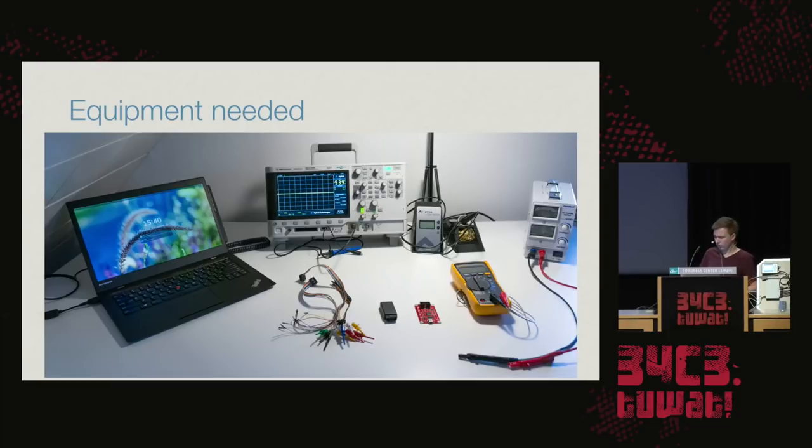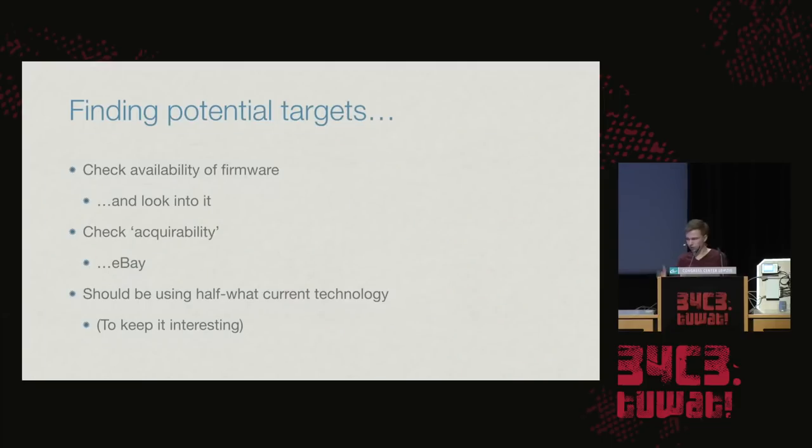And to find potential targets, I have this kind of map where I first try to understand: can I get the firmware of the device, or do I have to somehow, for example, use JTAG to get it out of the device? Can I actually buy the devices at a sensible price? Because some of these devices cost like 600 euro or so, and if you buy 10 of them, that gets expensive very quickly. So I need to check eBay and see what devices I can actually buy. And they should be fairly current, because if you look at older devices, like 10 years old or so, they're completely broken. You don't even have to start to look at their security.